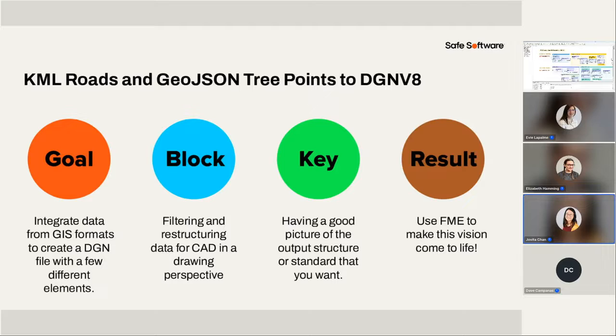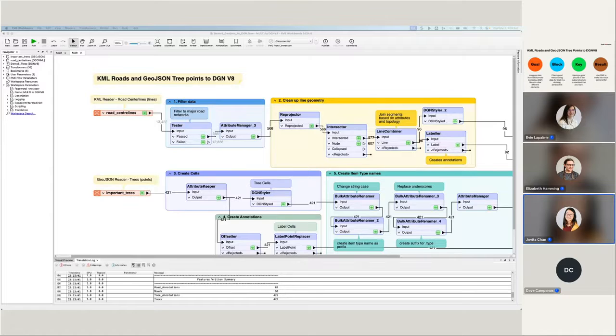We'll be creating a DGN file with a few different elements, as I mentioned, the cells and the line styles, as well as label annotations, I think is quite important when writing out to CAD, with our blocker being just kind of keeping in mind what we mentioned before about restructuring that data for a drawing perspective and what's useful for a CAD drafter or somebody working with CAD. And finally, we're going to use FME to bring this vision to life. With that, switching over to our screen share.